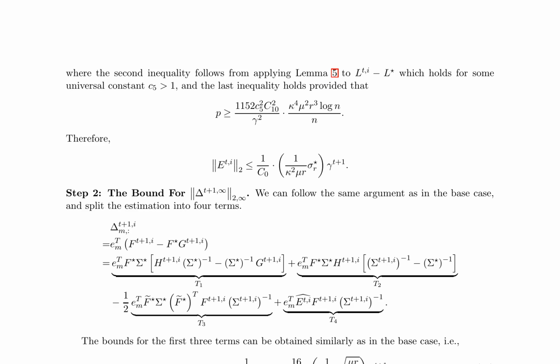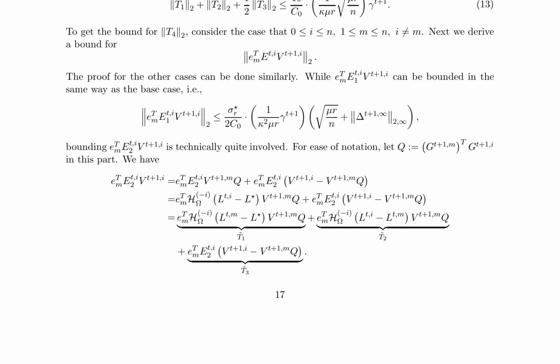To bound T4, the case where 0 is less than or equal to I is less than or equal to n, 1 is less than or equal to m is less than or equal to n, and I does not equal m is considered. The bound for ETMET,I V T plus 1,I2 is derived, which involves bounding ETMET,I2 V T plus 1,I. This is technically involved, and the proof is divided into three parts: bounding T1, T2, and T3.